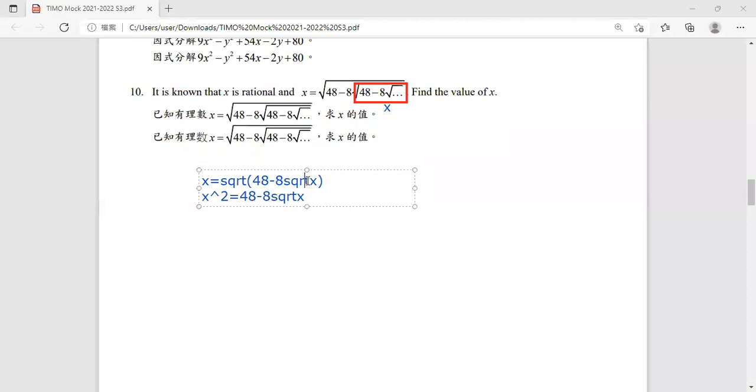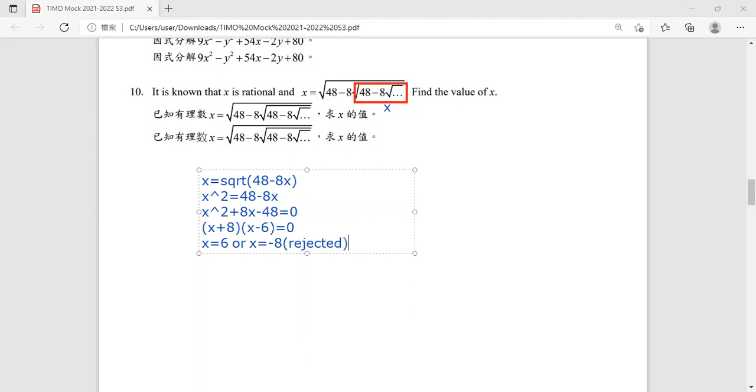This is x for me. Then x squared plus x minus 48 equal to 0. You can factorize it: x plus 8, x minus 6 equal to 0. So x equal to 6 or x equal to negative 8, but this is rejected.